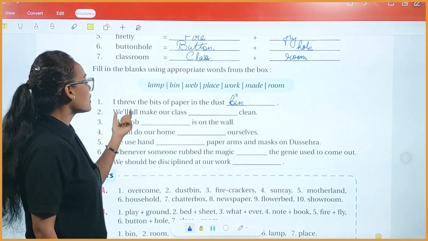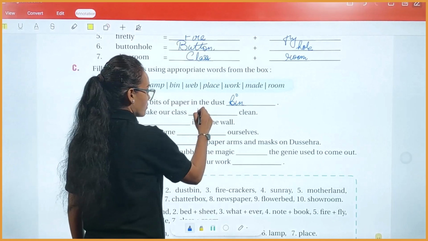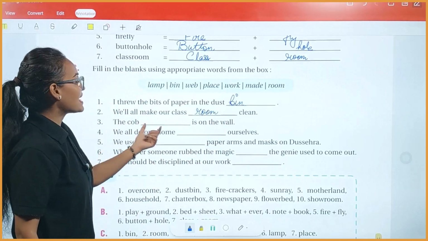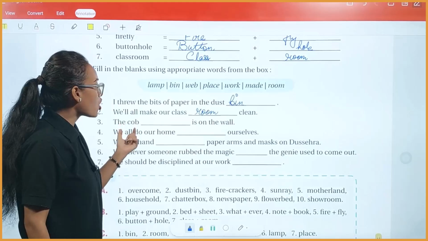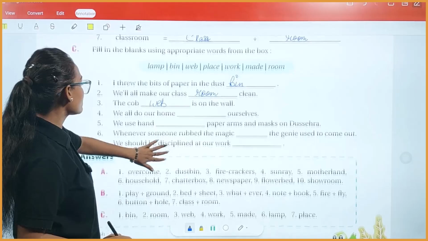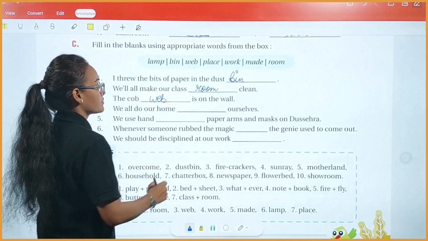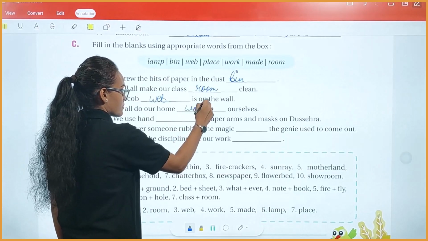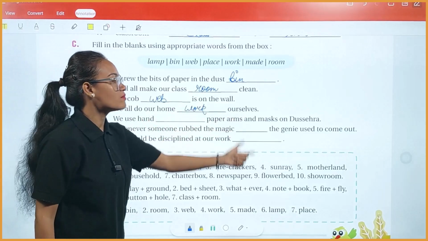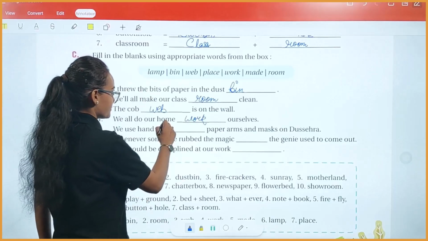Then we will all make our class dash clean. Classroom. Then the cob dash is on the wall. The cobweb. Then we all do our home dash ourselves. Homework. Then we use hand dash paper arms and masks on Dussehra. We use handmade.